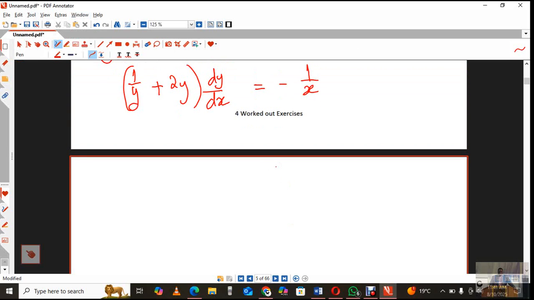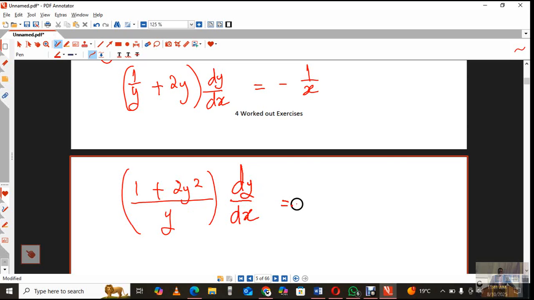So just to be clear, before I start dividing throughout by that, this can be written as a fraction with a common denominator of y. Then I have 1 plus 2y squared, and the reason I'm doing that, as you will see in a bit, is because we are going to multiply or divide by that number.